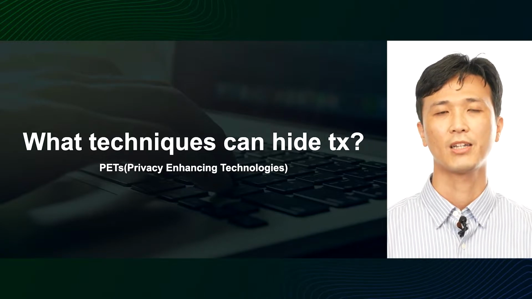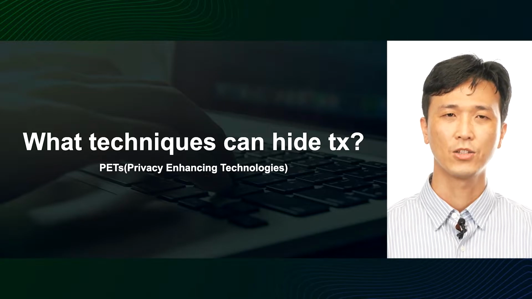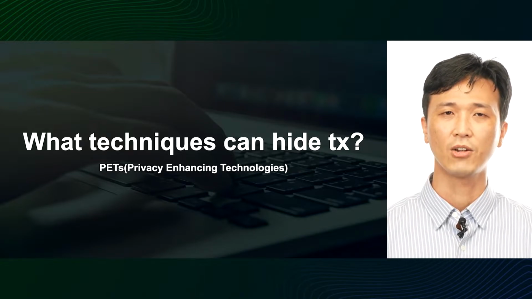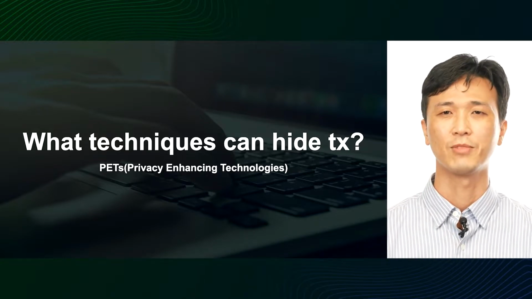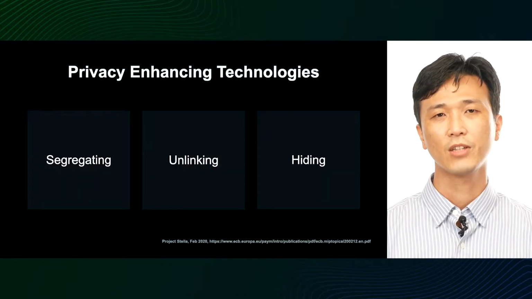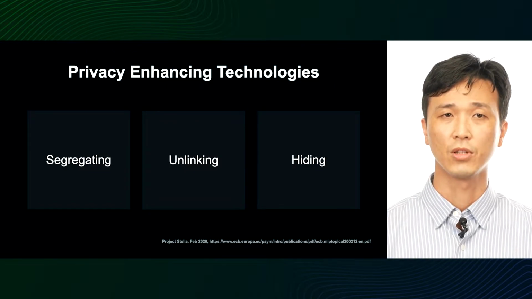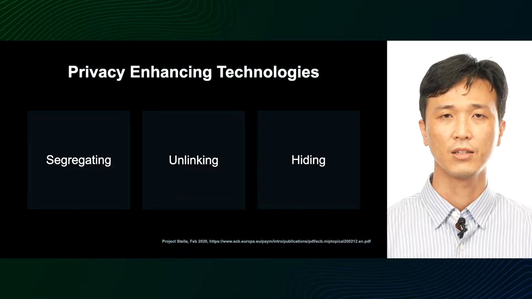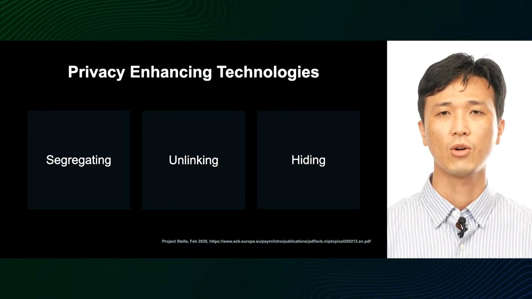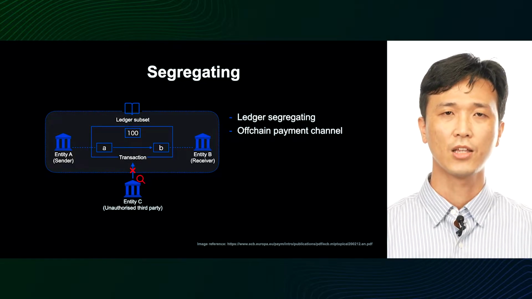So let's take a quick look at the techniques that can be used to hide transactions. It may be very hard to understand, but let me try to explain the concept as simply as possible. So listen attentively, please. According to the report of Project Stellar in 2020, here are the 3 privacy-enhancing technologies: segregating, unlinking, and hiding. First, segregating.